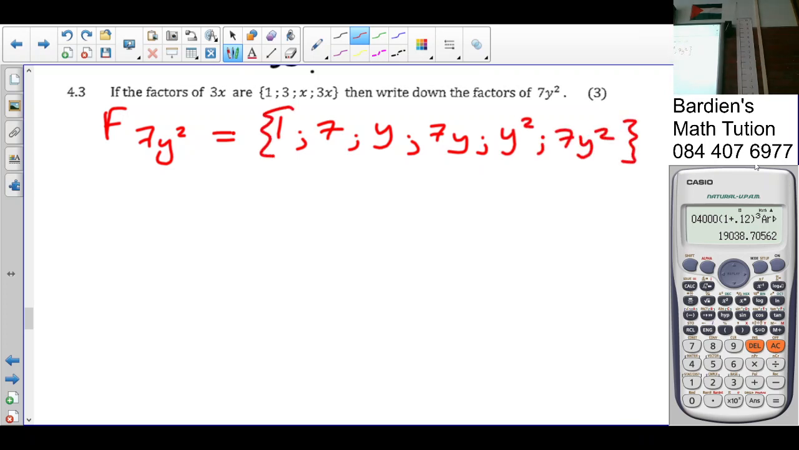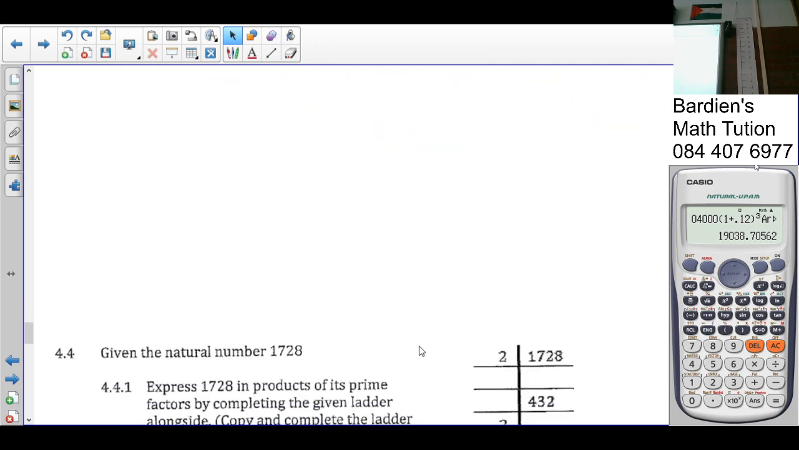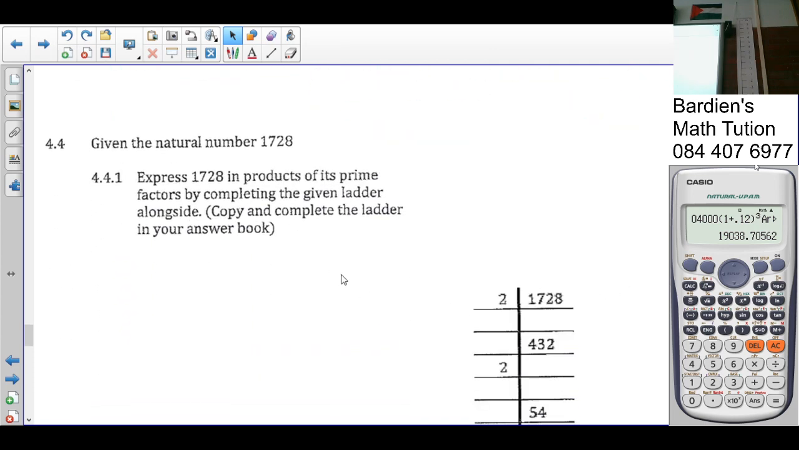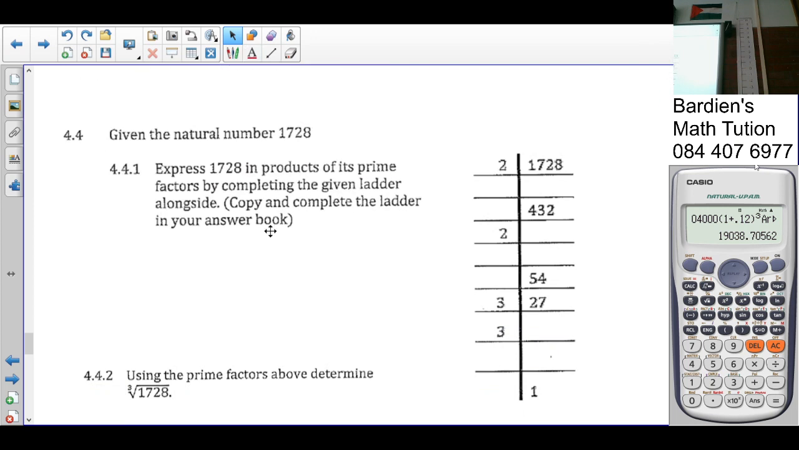All agree with that? Why are those factors? Because it can be divided by them without a remainder. Alright, you guys understand? Alright, next.